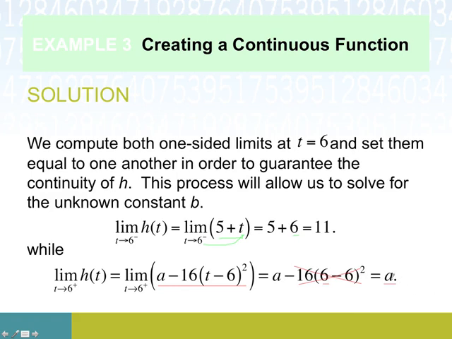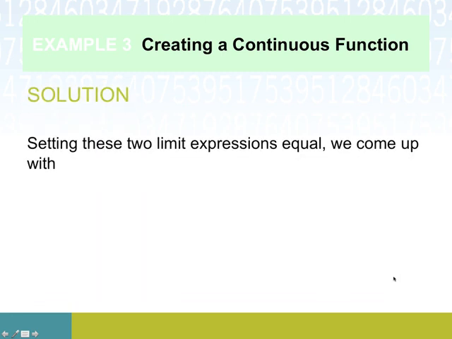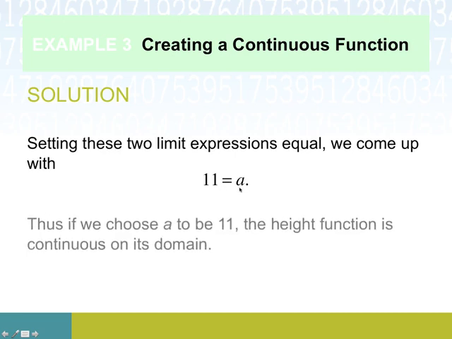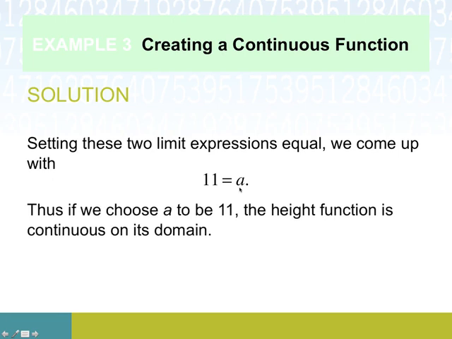That by itself wouldn't be super useful, but given what we're trying to accomplish, we want the left side and the right side to have equal limits. So that's how we're going to finish this out. We take those two expressions. We got 11 from the left side, we got a from the right side, and we want them to be equal. So this actually does it for us. We found the value of the constant right there. So if we choose a to be the value 11, then this height function is continuous on its entire domain.